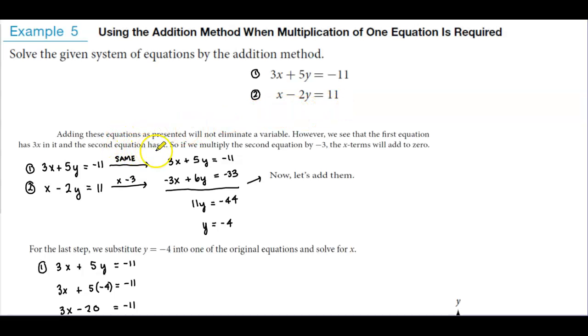Adding these equations as presented will not eliminate a variable. However, we see that the first equation has 3x in it, and the second equation has x. So if we multiply the second equation by negative 3, then the x terms will add to 0.